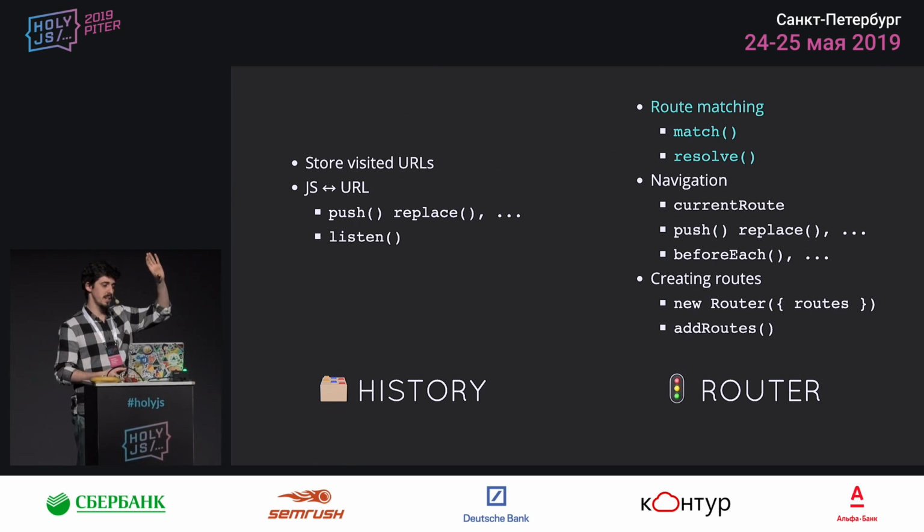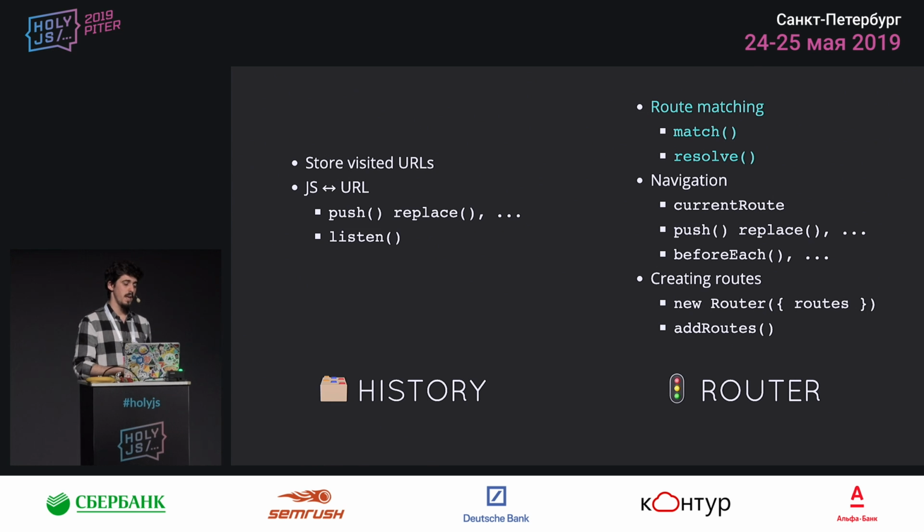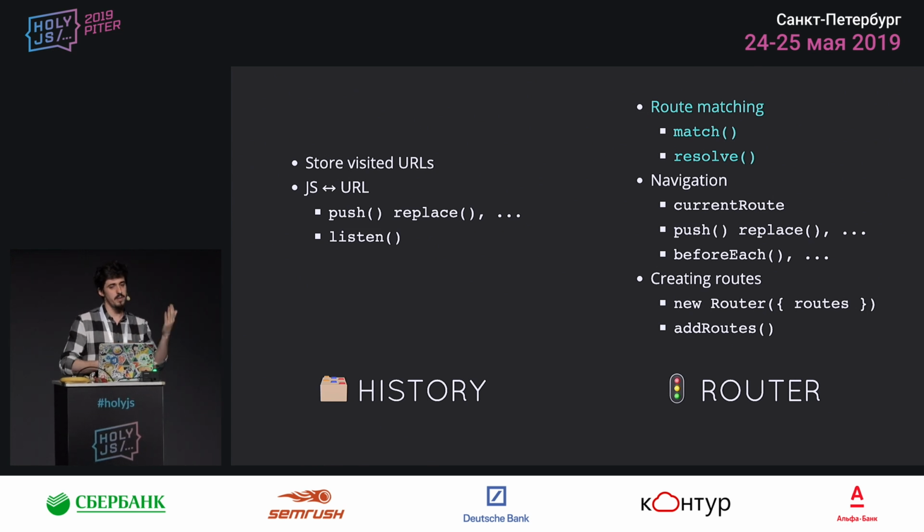The router has the route matching part, which I'm highlighting in blue because it could be passed into a different class, and I'm going to do that. And then we have the navigation with the current route and everything we said before. Now, let's focus first on the history.